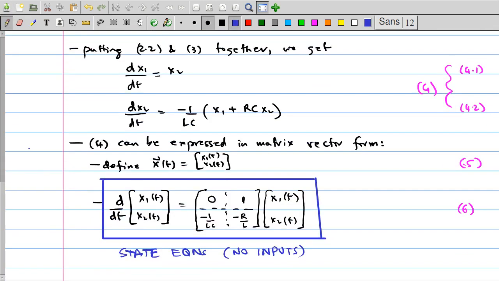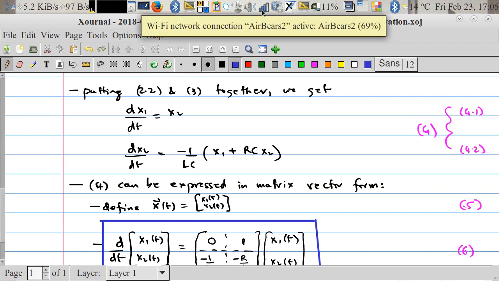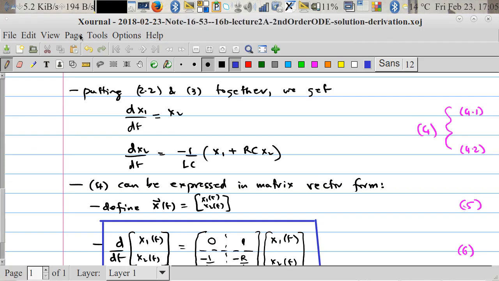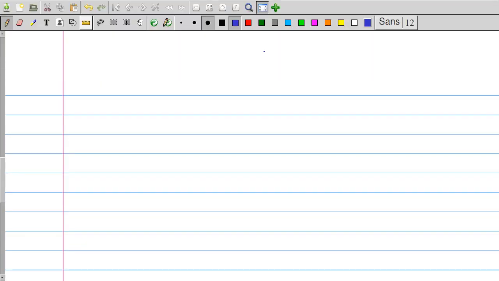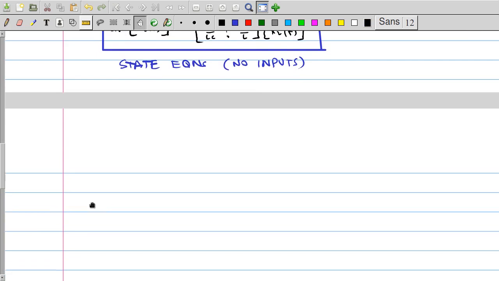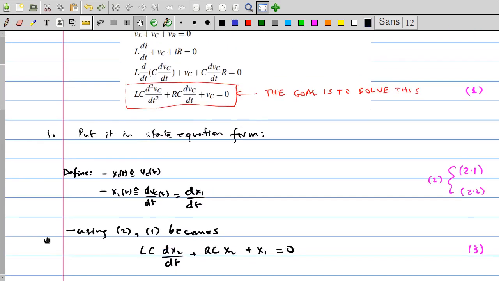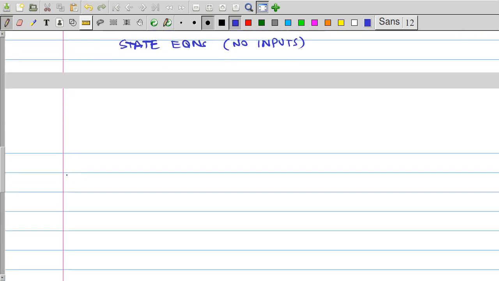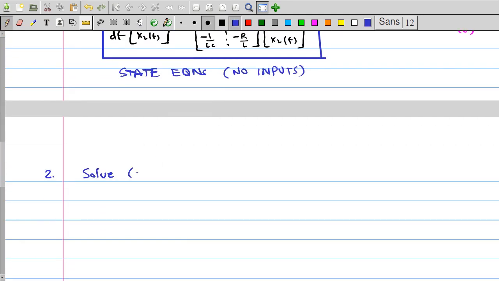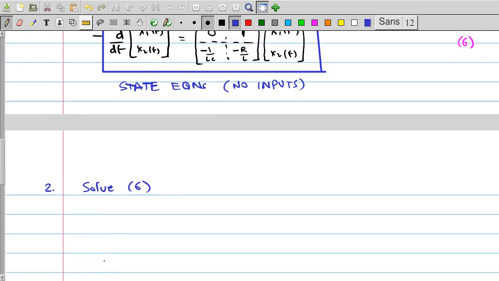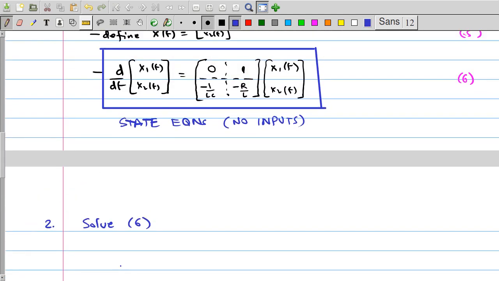Okay, so now we will switch gears and move to the solution stage. Let's see, what did we call that? Number 1. Okay, number 2, solve. And what was the name of that? So solve 6, which we may as well just copy here for convenience.